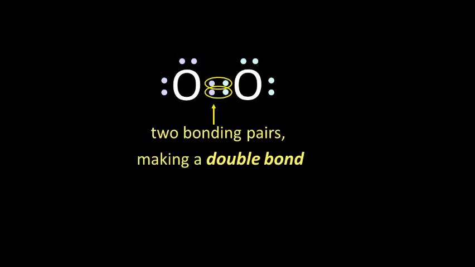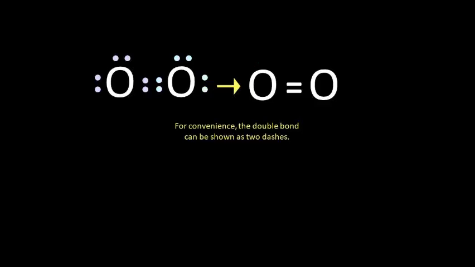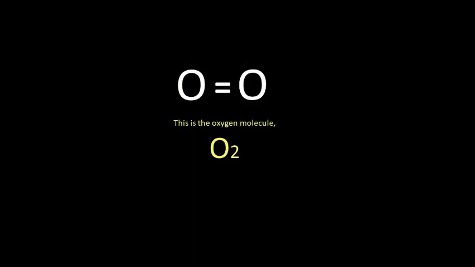And just like we showed Cl2 with a dash in between to show a single bond, you can show that double bond by writing the 2 O's for oxygen and putting 2 dash lines to show that it's a double bond. So that is the molecule O2.